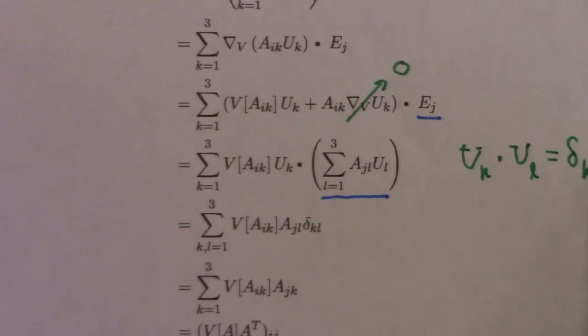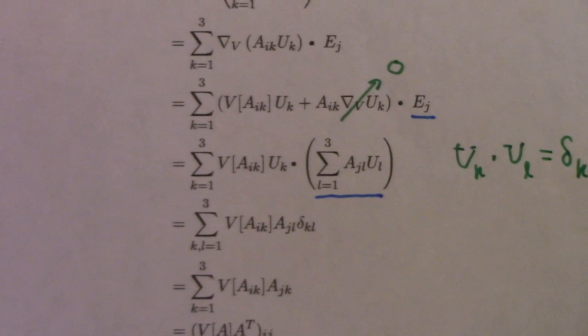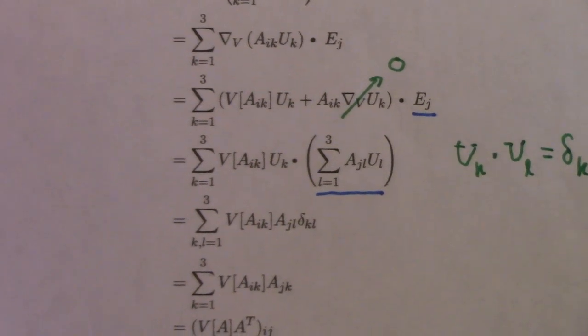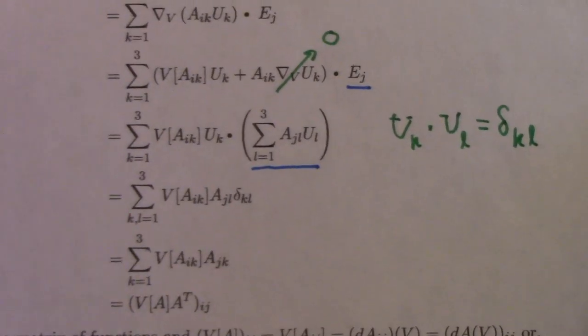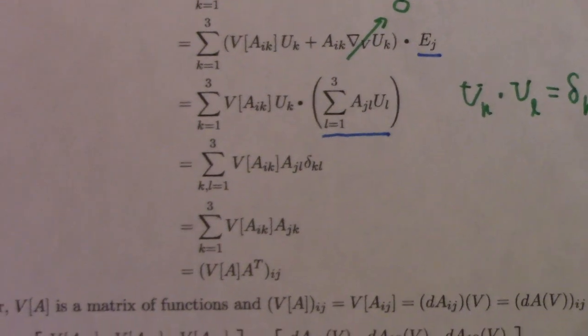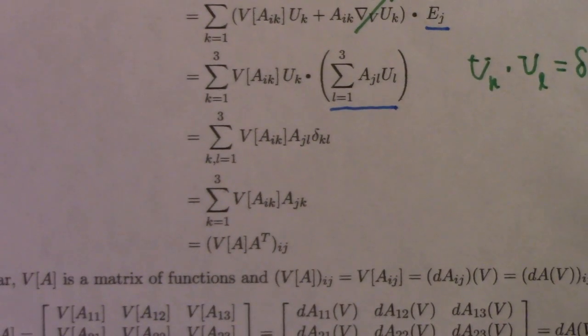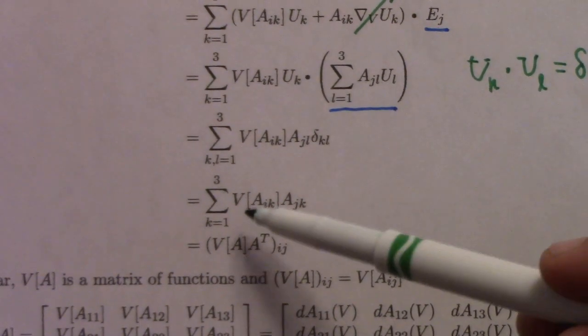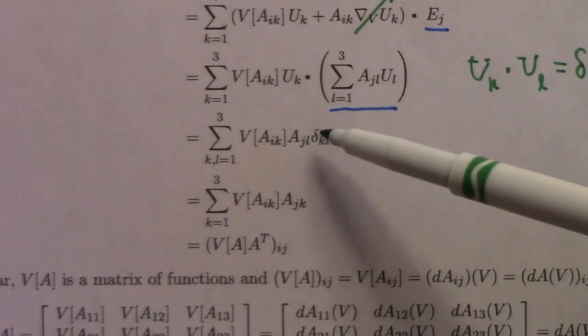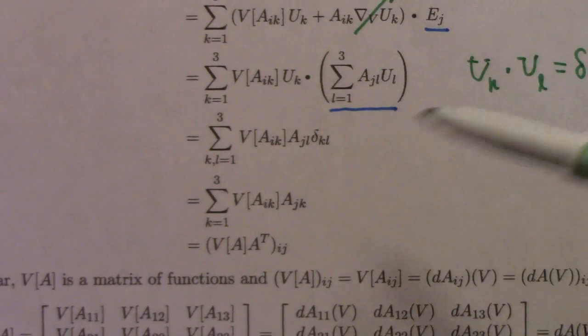Kronecker delta L, KL. As I've discussed with you, the Kronecker delta is the natural enemy of the finite sum. It's going to kill one of them. Which one is it going to kill? I chose to kill the sum over L. And so everywhere there was an L, it has now become a K.